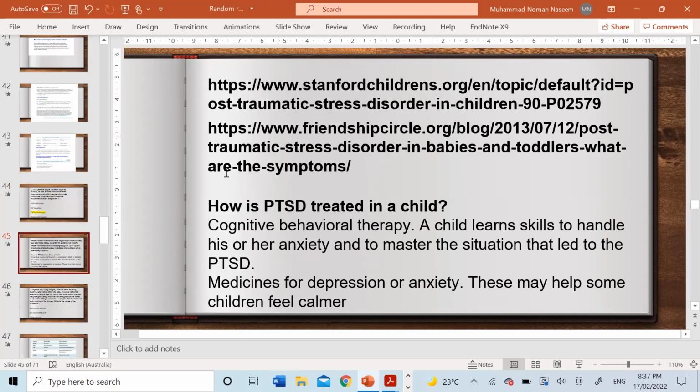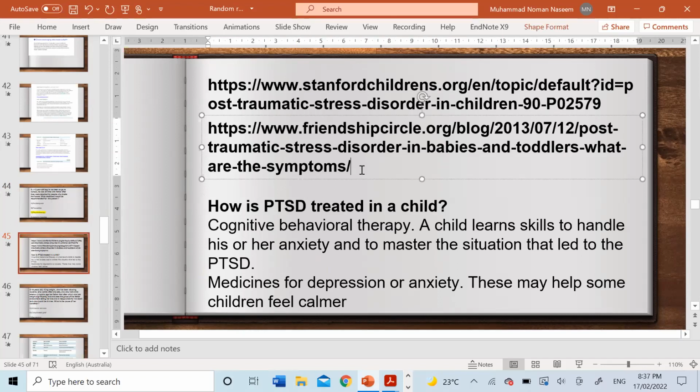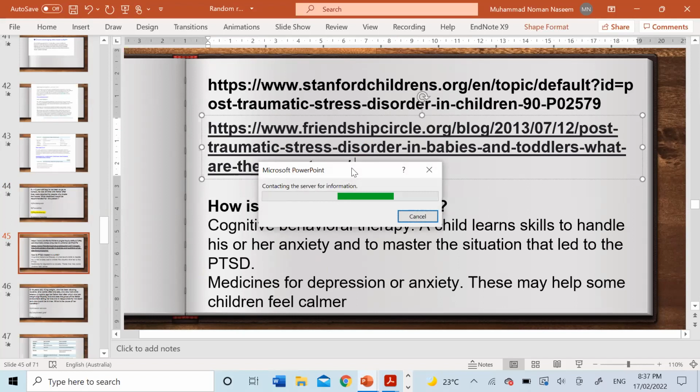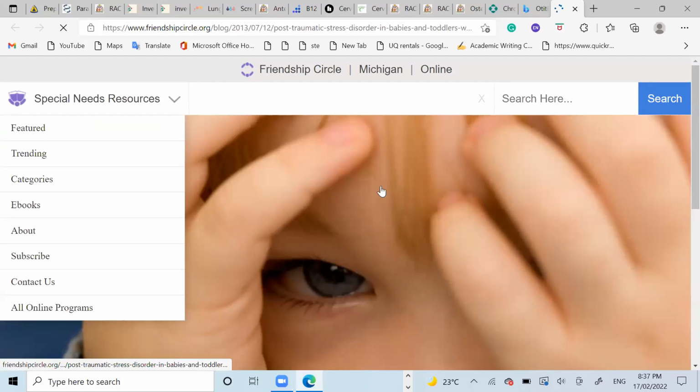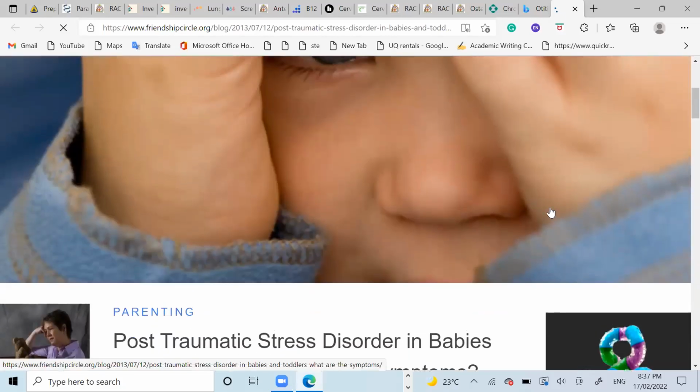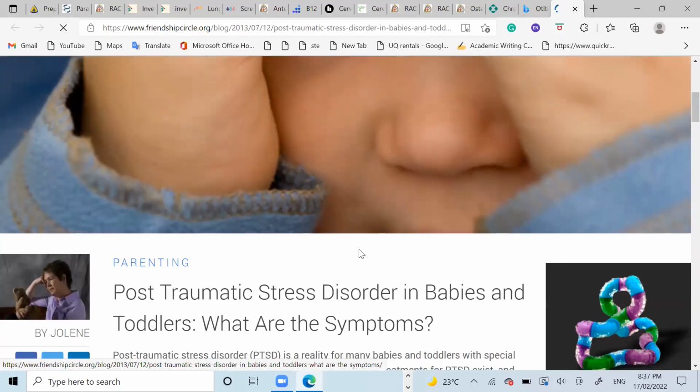So PTSD in children, we know this is cognitive behavioral therapy. Medications are for depression or anxiety, and it is done after cognitive behavioral therapy is not working. You can study the stress disorders in the children from these sites. So look over here, cute little baba.